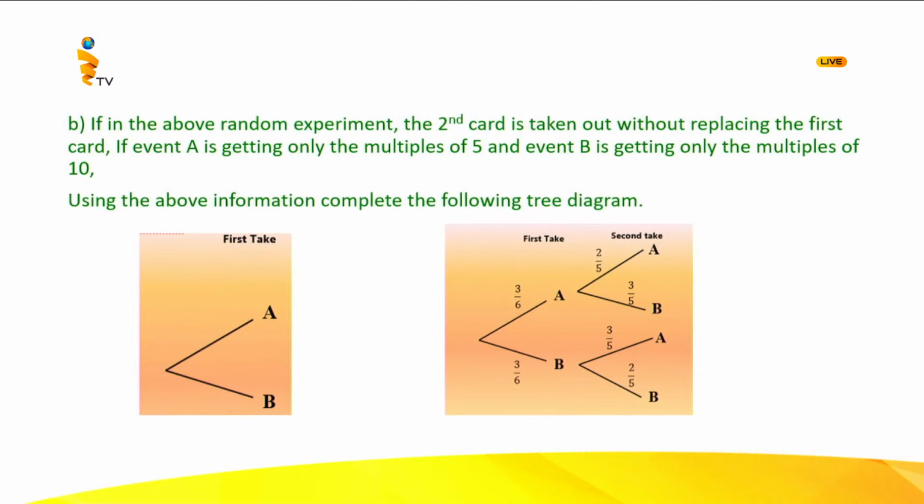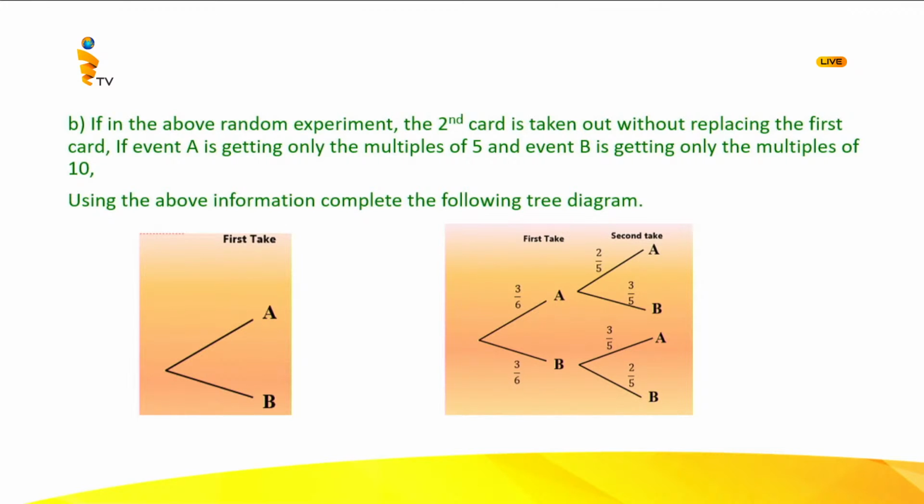There are 3 cards with only the multiples of 5 and 3 cards with only the multiples of 10. Therefore, the probability of getting only a multiple of 5 is 3 over 6 and the probability of getting only a multiple of 10 is 3 over 6. So, once you are completing these tree diagrams, you have to write down the probabilities also.